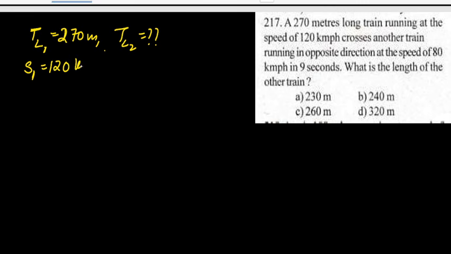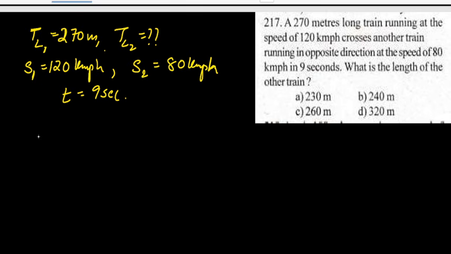Let's do it. Easy concept. What's given? We have the train length. Train length number 1 is 270 meters. Train length number 2 we do not know. Along with that, they have given the speed of train 1, which is 120 kilometers per hour, my friend. And the speed of train 2 is 80 kilometers per hour. And both of them cross each other in a time of 9 seconds. Can we do it? Absolutely, sir. Let's do it.